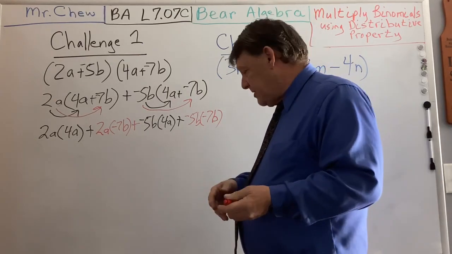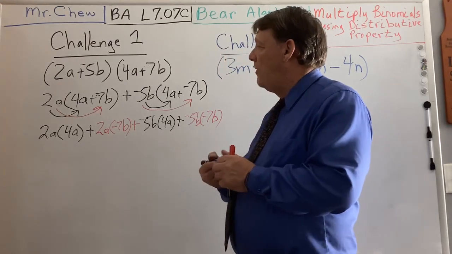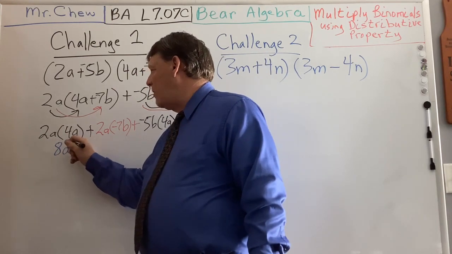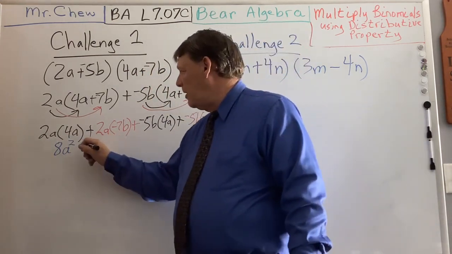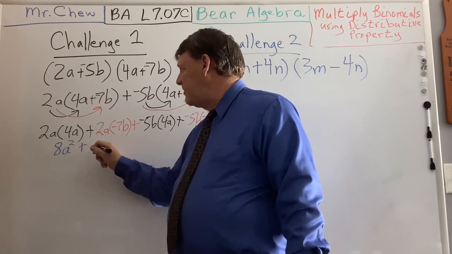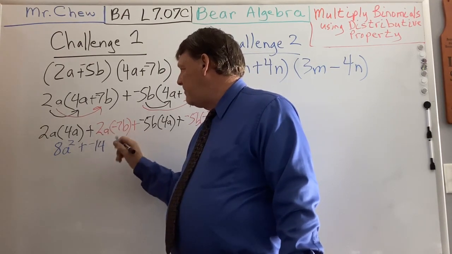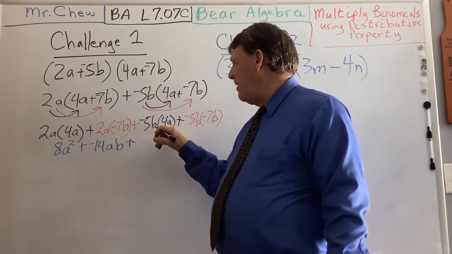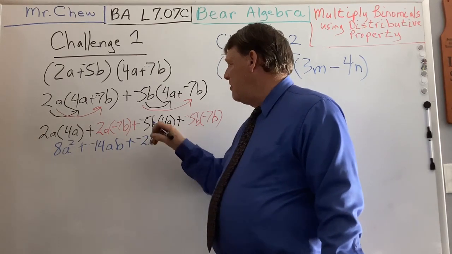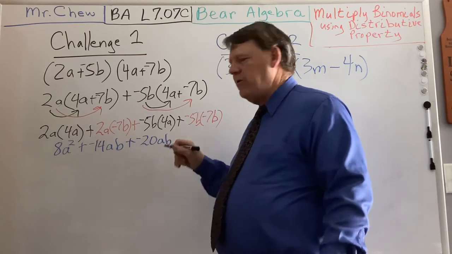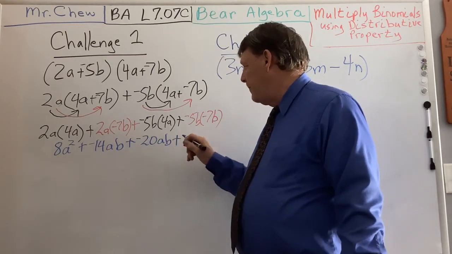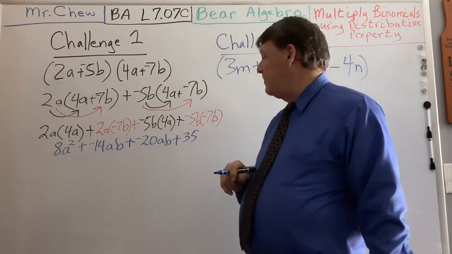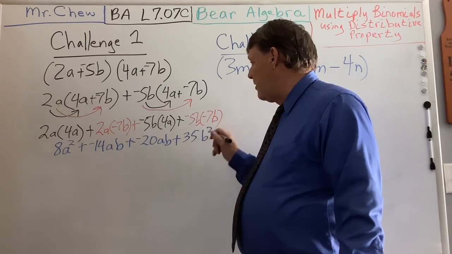All right, so now we're going to simplify it. So 2 times 4 is 8. A times a is a squared, plus 2 times negative 7 is negative 14. A times b is ab, plus negative 5 times 4 is negative 20. BA I can write as AB, or you can just flip them on the next step. Negative 5 times negative 7 is positive 35, because a negative times a negative is a positive. B times b is b squared.